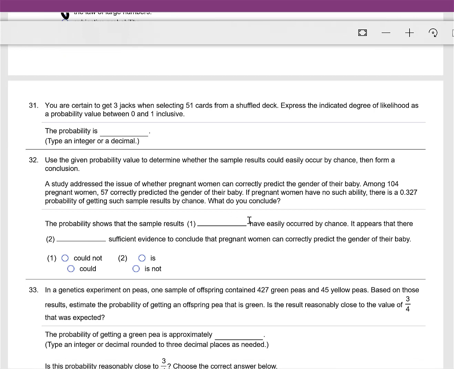You are certain to get 3 jacks when selecting 51 cards from a shuffled deck. Express the indicated degree of likelihood as a probability between 0 and 1. If you're certain or sure to get something, or for an event to happen, that probability is 1.